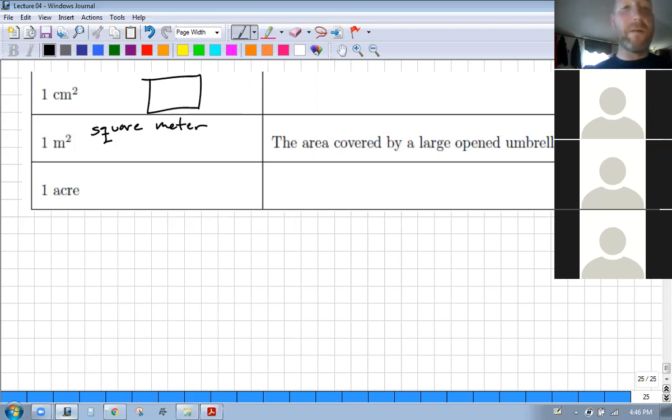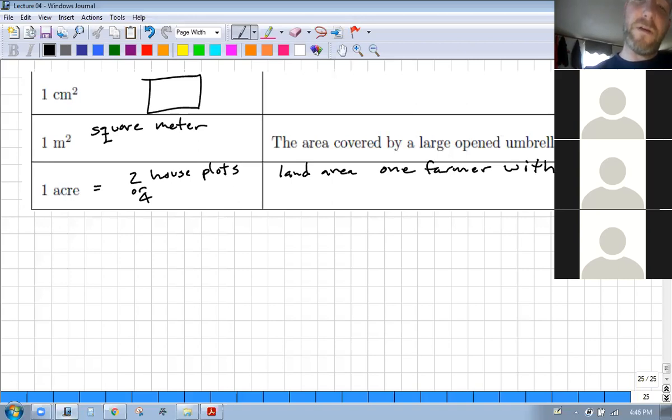All right, one acre. Let's see, that's two house plots, or four house plots. Sorry, four. I think where the acre came from originally was the farmland that one farmer with one ox could plow in a day, something like that. That wouldn't surprise me. I'm going to have to rent an ox and test this theory.